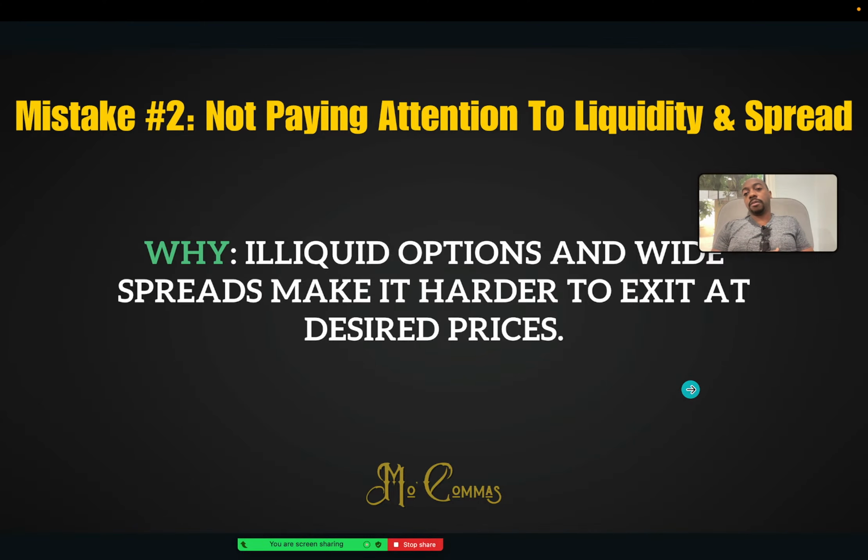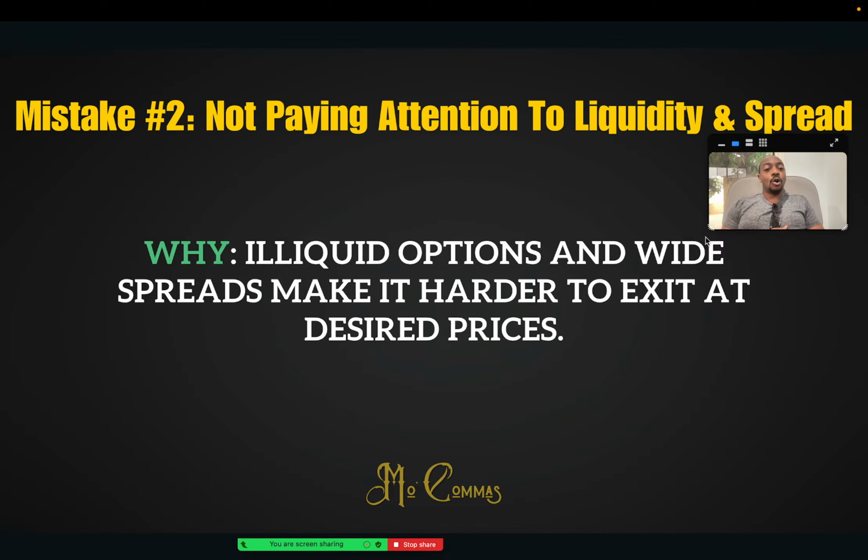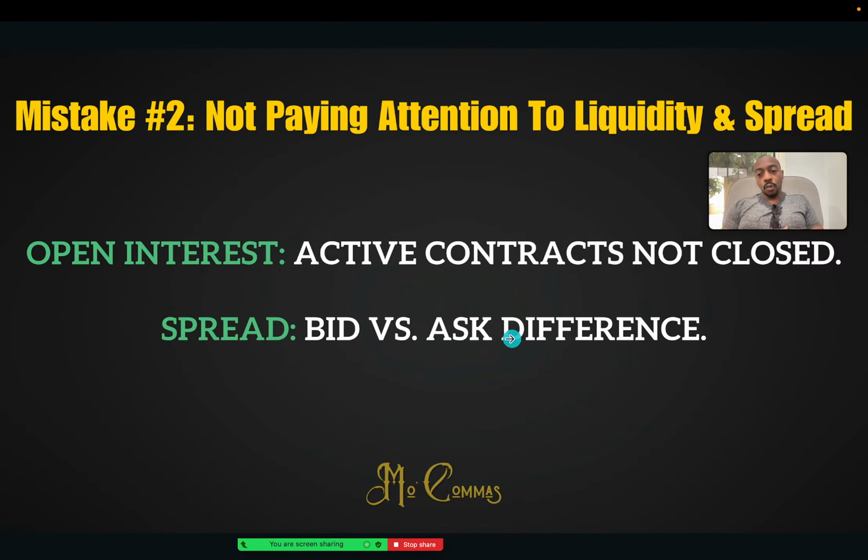So mistake number 2: not paying attention to the liquidity and the spread of the options. Illiquid options and wide spreads make it harder to exit at your desired price, whether that's entering or exiting, actually. So when we're talking about what open interest is, it is the active contracts not closed on a particular option, and it shows you how liquid it is, right? How many people are actively trading this thing or in a trade currently. The spread is the bid versus the ask price, right?